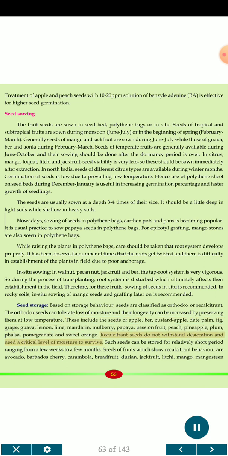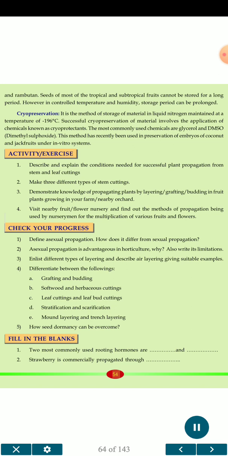Recalcitrant seeds do not withstand desiccation and need a critical level of moisture to survive. Such seeds can be stored for relatively short period ranging from a few weeks to a few months. Seeds of fruits which show recalcitrant behavior are avocado, Barbados cherry, carambola, breadfruit, durian, jackfruit, lychee, mango, mangosteen and rambutan. Seeds of most of the tropical and subtropical fruits cannot be stored for a long period. However, in controlled temperature and humidity, storage period can be prolonged.